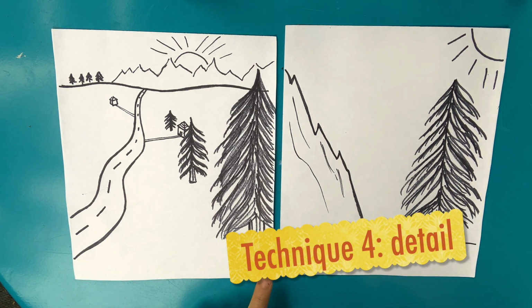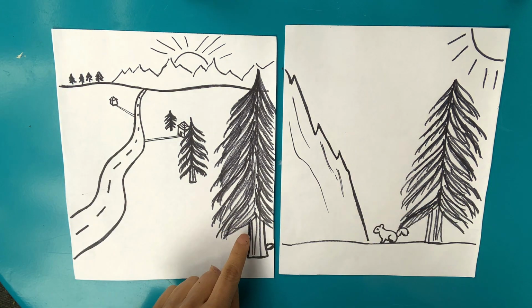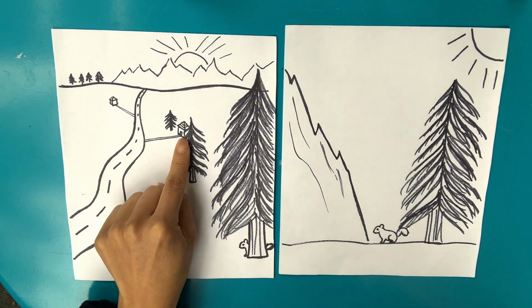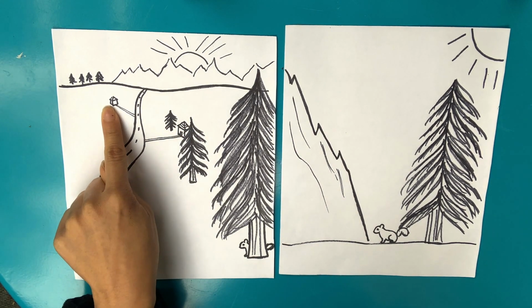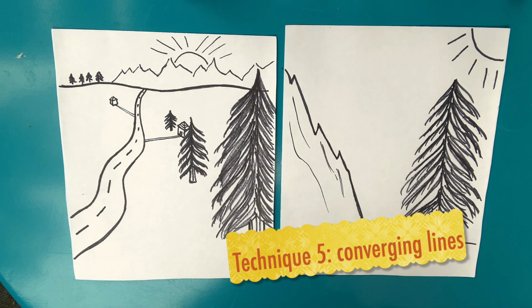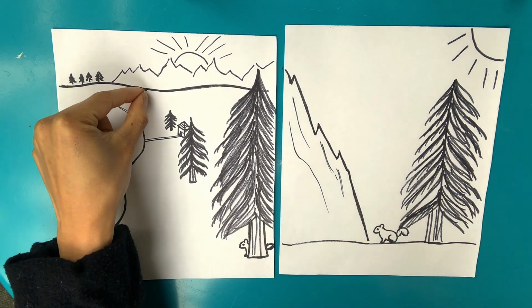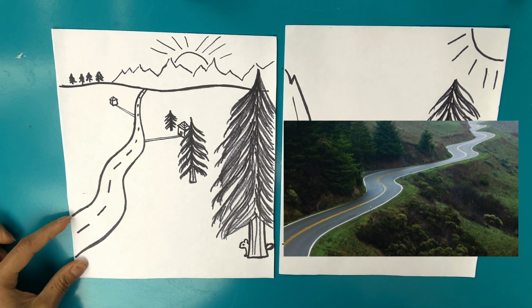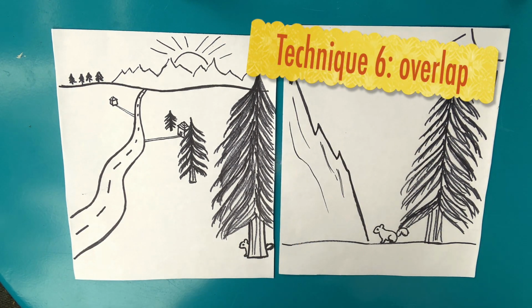Detail. If you look at this picture over here, these trees back here are not very detailed, but the trees in front, you can see that there are bark textures. You can also see that these little houses, this house has a pattern on its roof unlike this house. The next technique is converging lines. This is when your lines, like a road, get smaller farther away, and they're wider and bigger closer towards the bottom of the page.